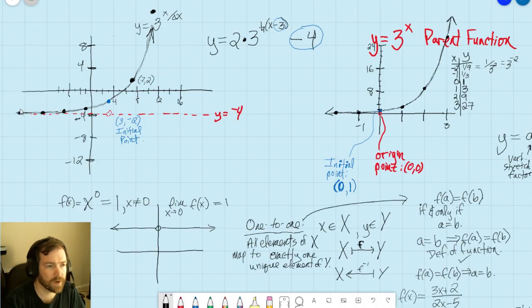All right, so that goes up that way. That goes out that way. Again, we've got nice dotted asymptote leading off that way. This is now the transform function: y equals 2 times 3 raised to the 1/4 (x minus 3), all minus 4.